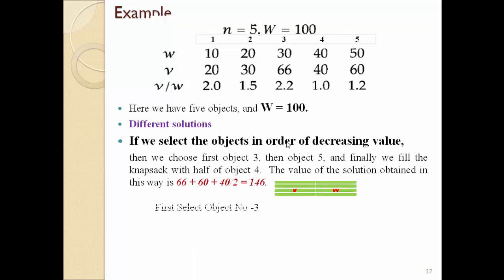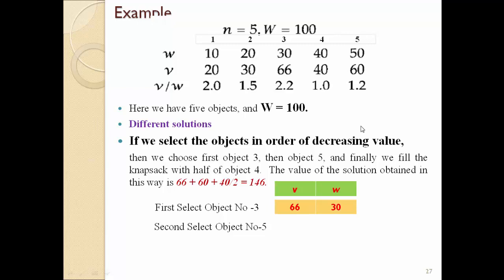So select the third object. First select object number 3. When we select object number 3, at that time the value will be 66 and the weight of our knapsack will be 30. Right, so now the total weight of our knapsack is 30. We have selected only one object, that is the third object, and the value of the knapsack is 66. Now select the next object which has a maximum value. So our next object, that is the fifth object, has a value 60. So select the second object, that is object number 5.